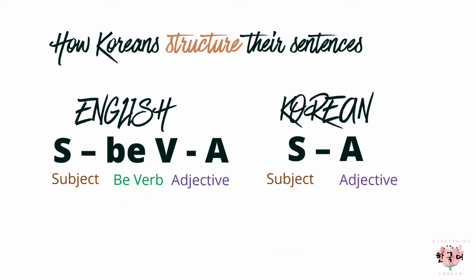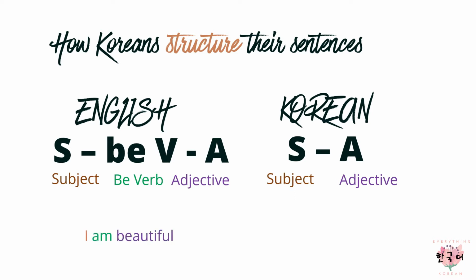Now let's try the subject, verb, and adjective structure, which in the case of Korean is only subject and adjective. So what do we have to do here? Since we don't have an object here, we don't have to worry about adding our object particles. But we have our subject, right? So we have to add topic particles.